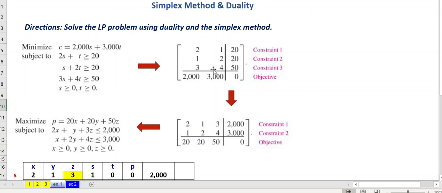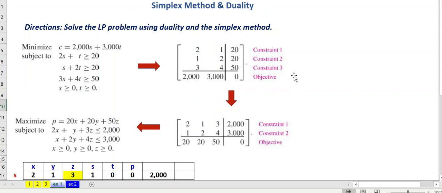Now, to create the matrix, we start with the first inequality. The coefficients of S and T are 2, 1, and the constant is 20. So 2, 1, 20. This would be our S column. This is the T column and the constant column. Second inequality, 1, 2, and 20. Then 3, 4, 50. And then on the bottom is the objective function. The S coefficient is 2,000 and the T coefficient is 3,000, so 2,000 goes in the S column, 3,000 in the T column, and then 0 in the constant column.